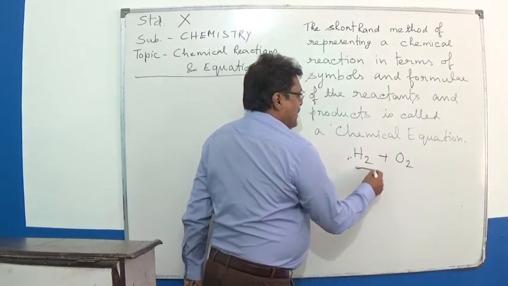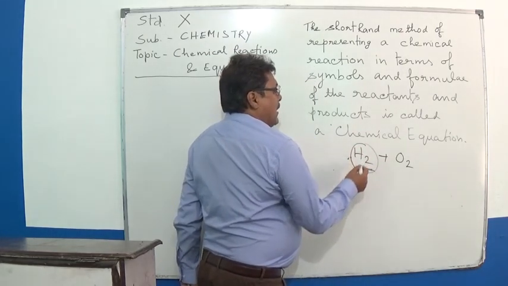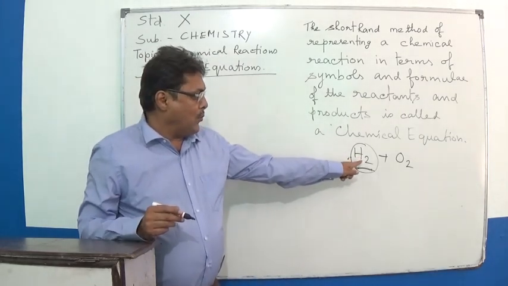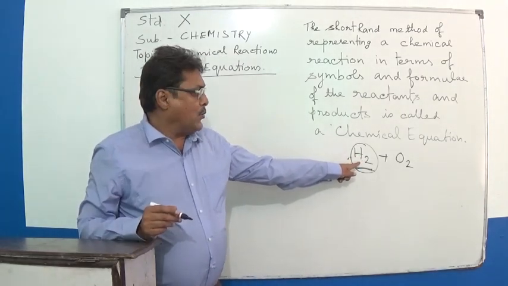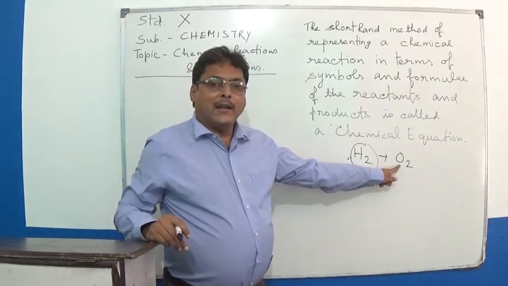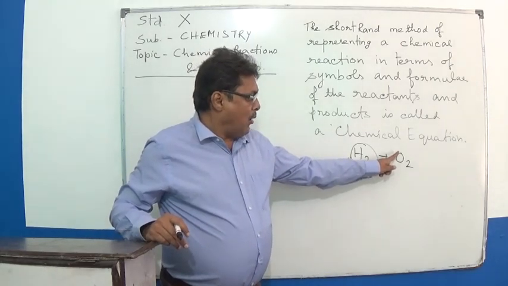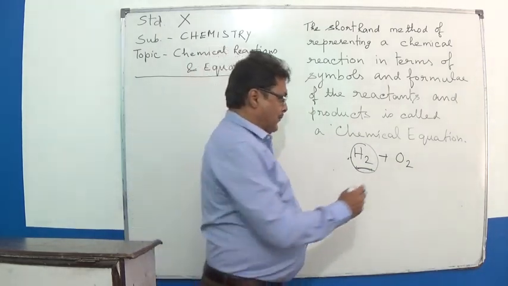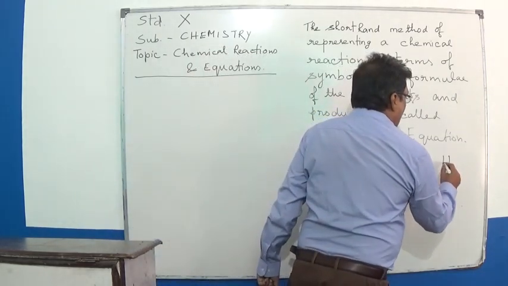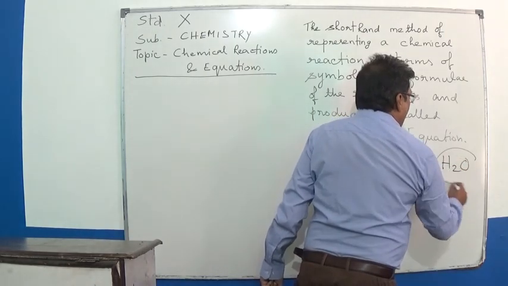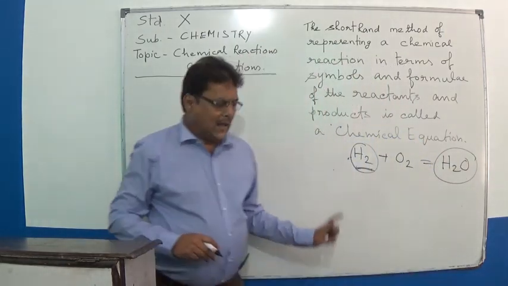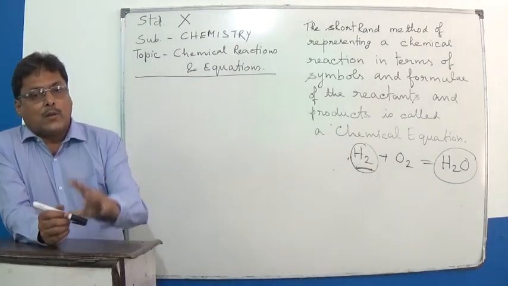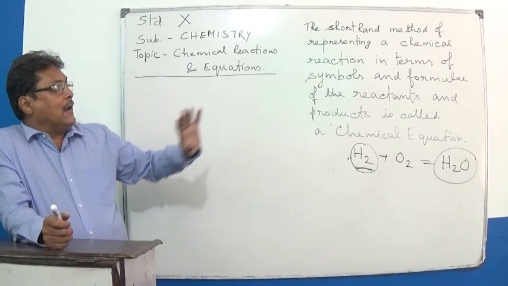We are writing the symbol of hydrogen and the formula of one molecule of hydrogen. In the same way, we are writing the symbol of oxygen and also the formula of that one molecule. And we are also writing the formula of the product. This is unbalanced. We will come to that a little later. But let us take the definition very clearly.